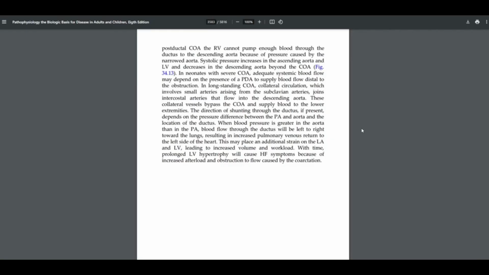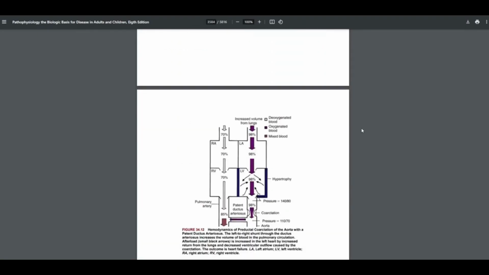When blood pressure is greater in the aorta than in the pulmonary artery, blood flow through the ductus will be left to right towards the lungs, resulting in increased pulmonary venous return to the left side of the heart. This may place an additional strain on the left atrium and left ventricle, leading to increased volume and workload. With time, prolonged left ventricular hypertrophy will cause heart failure symptoms because of increased afterload and obstruction to flow caused by the coarctation.